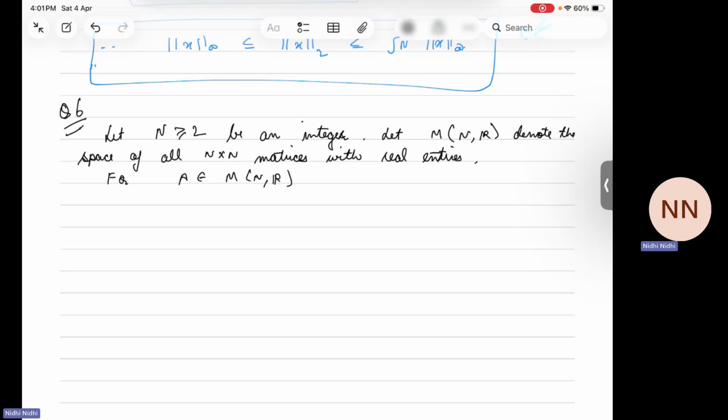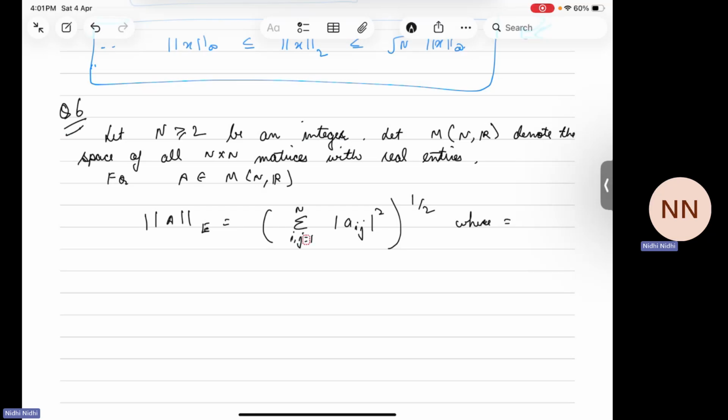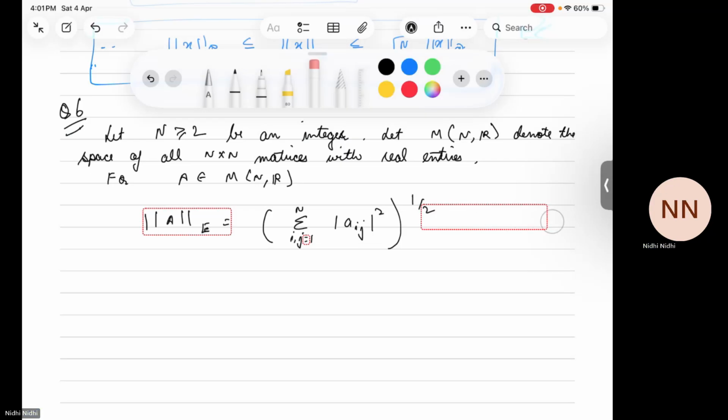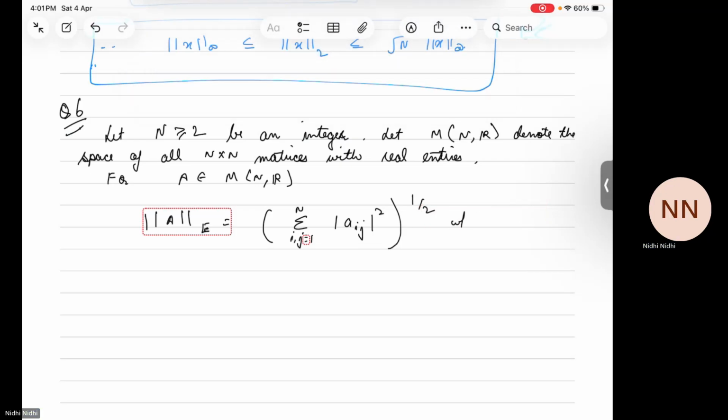we define what we call the norm. This is something related to the Euclidean norm, that's why we make this notation as E. This is equal to the summation over i, j from 1 to n of mod a_ij square, to the power 1 by 2, where this A is an n cross n matrix, a_ij, with real entries.